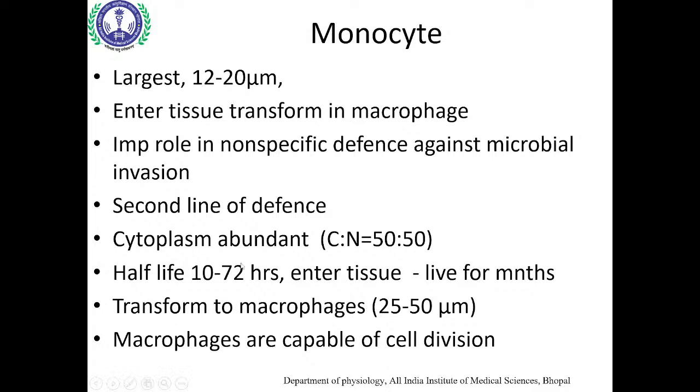The other identifying feature, it is written second line of defense mechanism. What is the first line of defense? In the blood, first cells, neutrophils. Neutrophils are the first line of defense. Then comes the monocytes. These are the second line of defense, right?